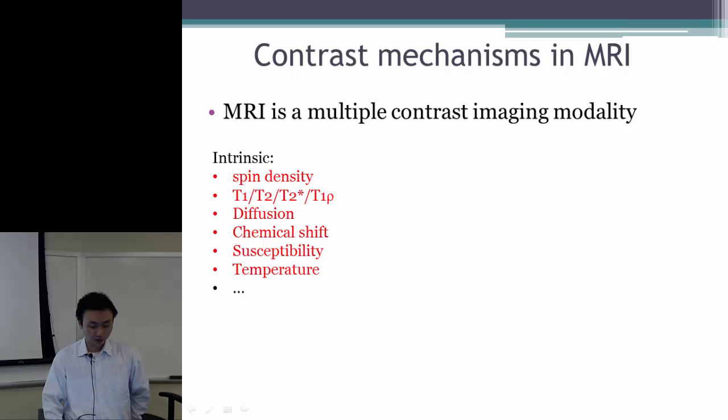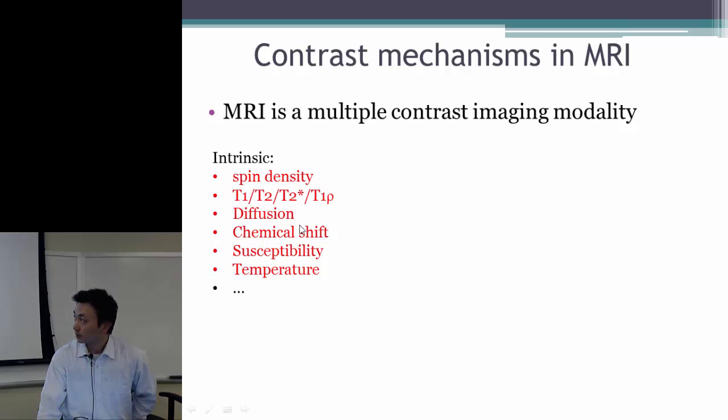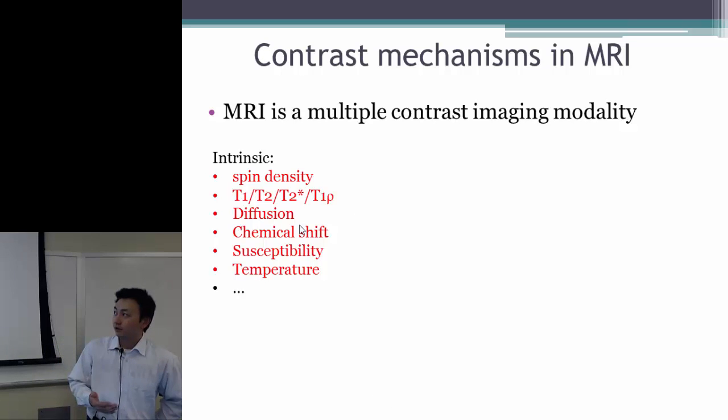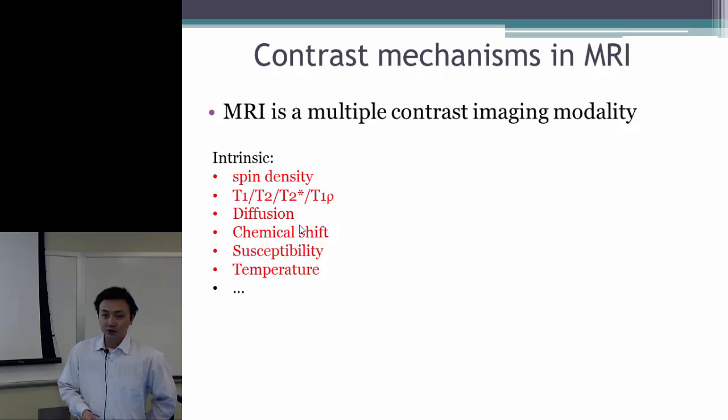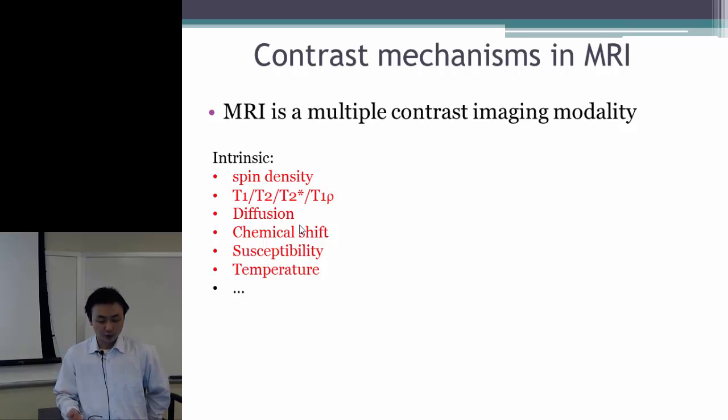Okay, so as we know, MRI has multiple contrast mechanisms. I think we showed this before. There are different intrinsic tissue properties, for example, that we can use as a contrast mechanism. Spin density, we can try to quantify it. T1, T2, T2 star, and T1 rho, we can also quantify them. Diffusion describes the thermal random motion of the water molecules.